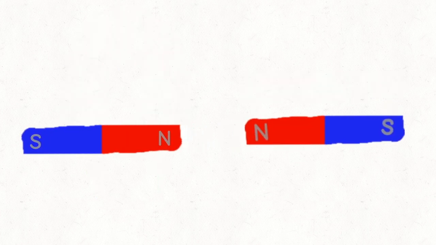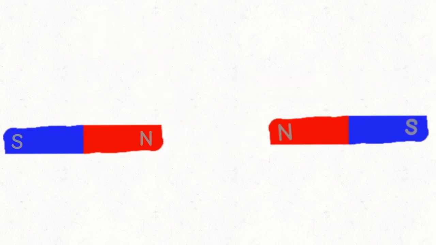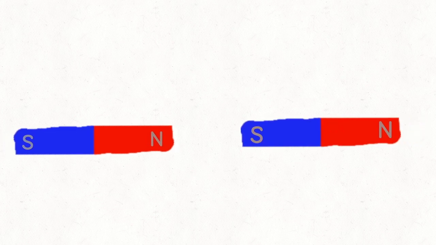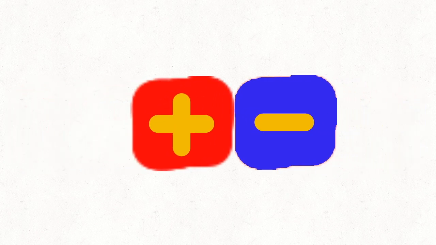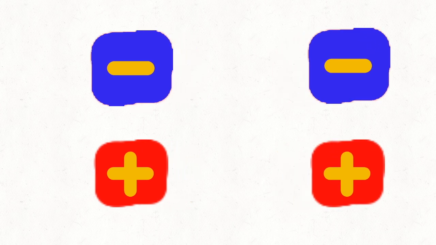Now, to transition into actual magnets, let's talk about their poles. When two north or two south ends of a magnet are brought together, they repel. Meanwhile, when a north and a south are brought together, they attract. This is very similar to what we learned about in electricity. Opposites attract and the same repel.